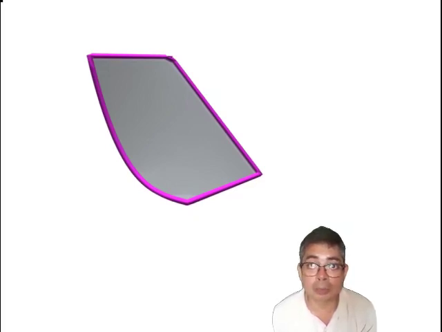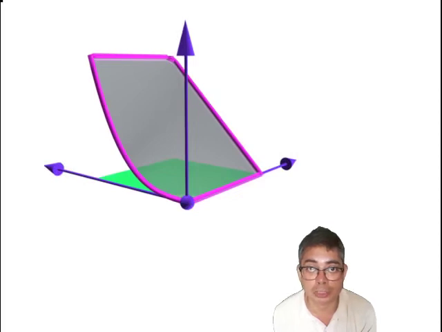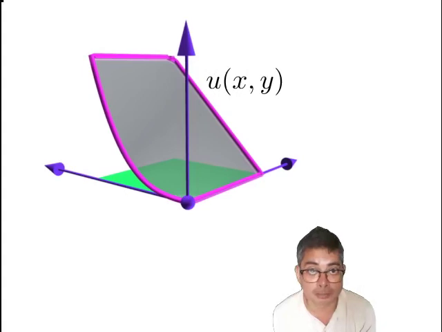To discuss the problem mathematically, it would help us if we set up a coordinate system. So three axes, x-axis, y-axis and z-axis. Then the surface may be expressed as a function. Let's call it u(x,y).